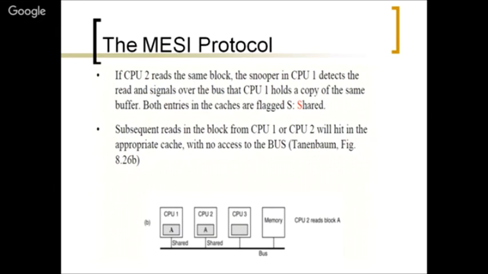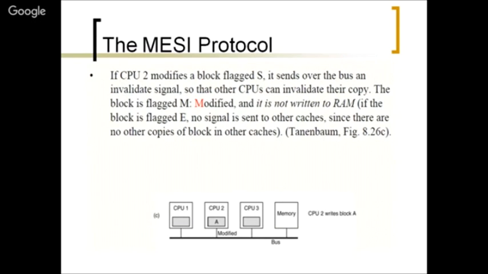CPU 1 writes it. Initially it is in the invalid state. It will make it exclusive, then write it, then send the read signal. Once it is read, the read is always associated with the shared signal. So the shared state will follow the read state. Once you read, that value is shared by all the remaining processors in the same system. So subsequent reads of the block by CPU 1 and CPU 2 will be served from their own caches, with no access to the bus.